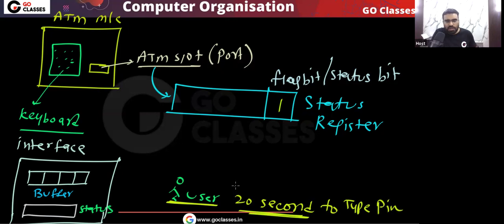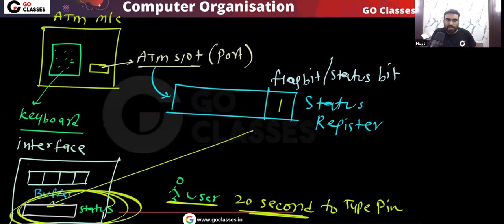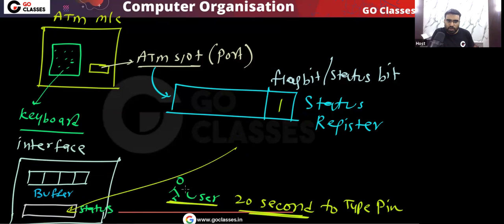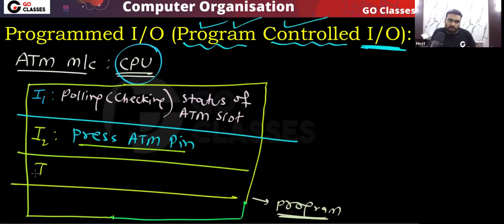During these 20 seconds, will the CPU do some other useful work? No, the CPU is continuously checking this status bit in the keyboard interface, checking whether the user inserted the ATM pin. When this bit becomes 1, it means the ATM pin has been inserted. Now the CPU will do instruction I3, that is verify ATM pin, and so on and so on.